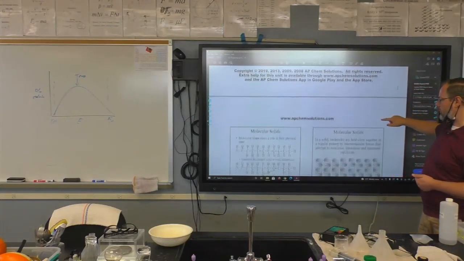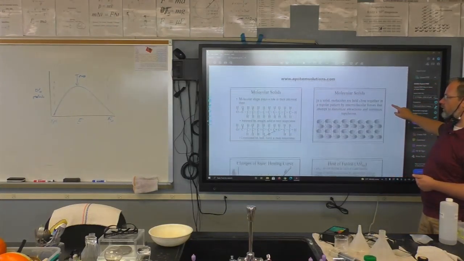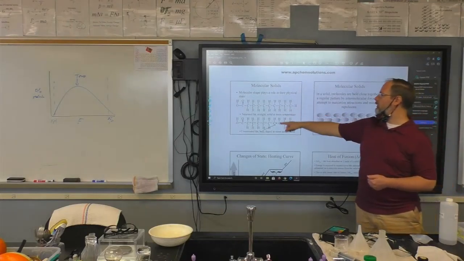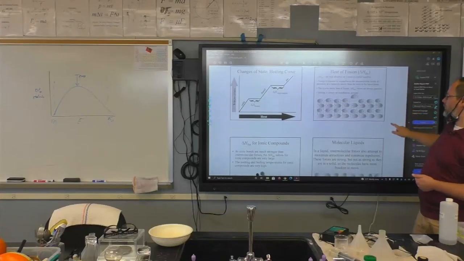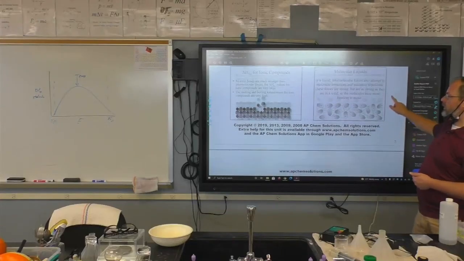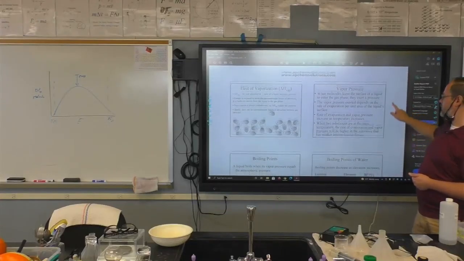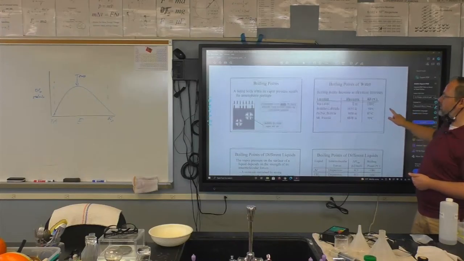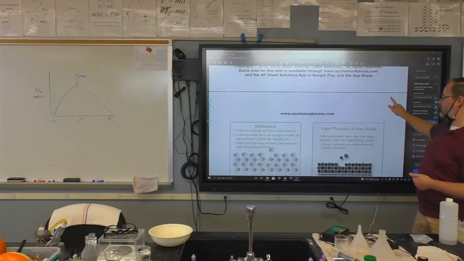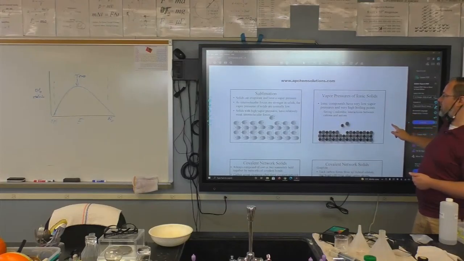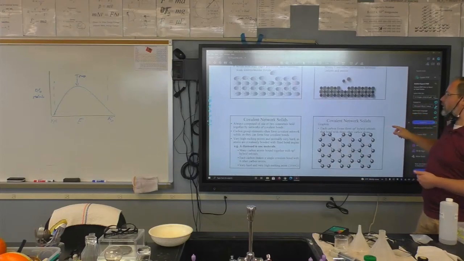What I'm looking for is covalent network solids. Hey, look, there's the saturated fat, unsaturated fat thing, and there's the heating curve. Molecular liquids, we talked about that. I want to talk about molecular covalent solids. They've gotta be in here. Vapor pressure of ionic solids, they don't have one because of the strong forces. Oh, here we go. Covalent network solids.